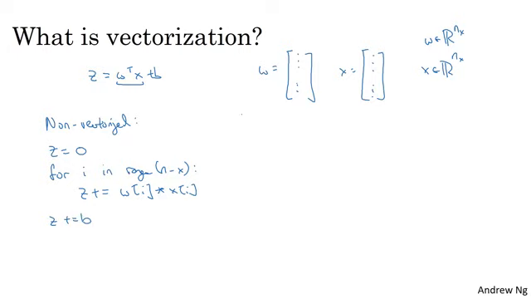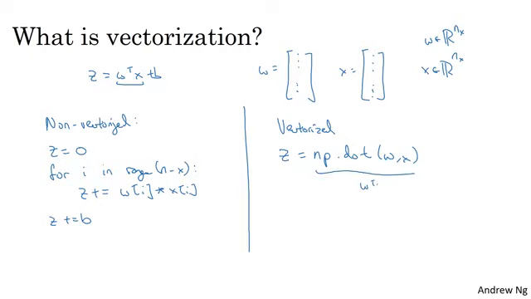So that's a non-vectorized implementation, and you find that that's going to be really slow. In contrast, a vectorized implementation would just compute w transpose x directly. In Python or in NumPy, the command you use for that is z equals np.dot(w, x). So this computes w transpose x, and you can also just add b to that directly. And you find that this is much faster. Let's actually illustrate this with a little demo.